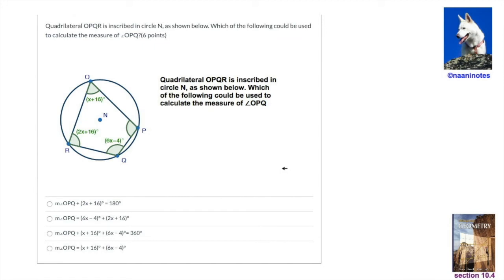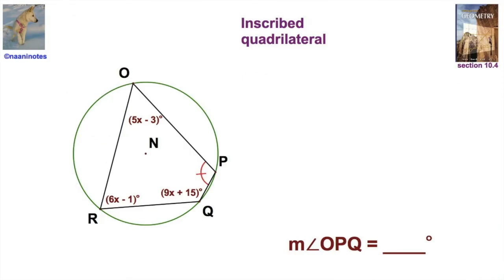The concept is pretty straightforward. We know that in an inscribed quadrilateral, the opposite angles are supplementary. Now, that makes the first choice, I guess, correct, but it's not going to help you solve it. So this is actually a ridiculous question. If I had to answer this, I'd probably go with that one because it makes sense. The other ones are just plain wrong. But let's look at how you would actually really solve it.